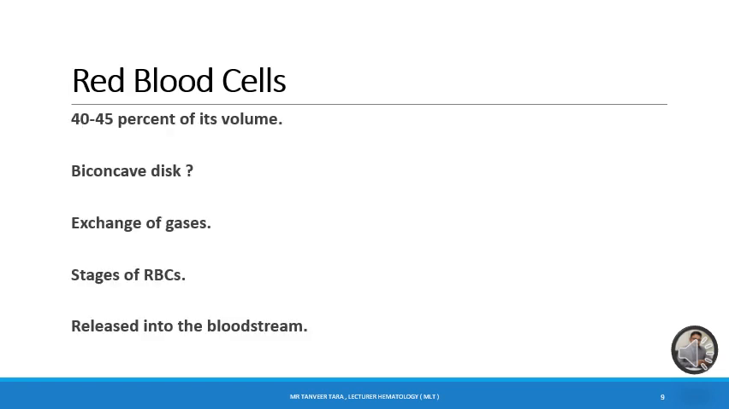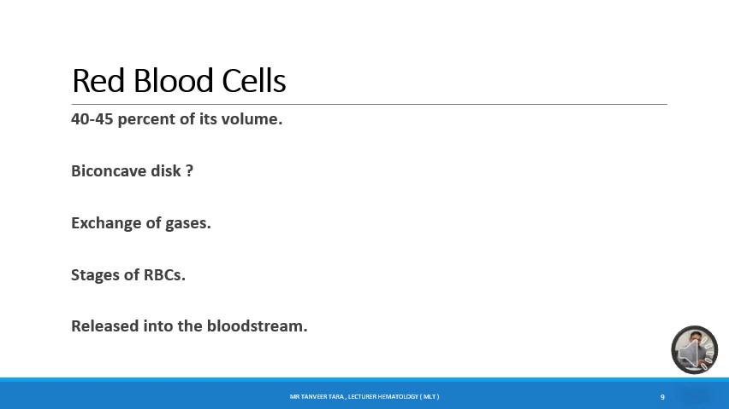After knowing the composition of blood, we are now going to present the different types of cellular elements, and the first one is the red blood cell. Red blood cells have a very important function, and in fact many functions. The most abundant cells in the blood are red blood cells, and their count is 4.5 to 5.5 million per microliter, accounting for about 40 to 45% of the total volume.